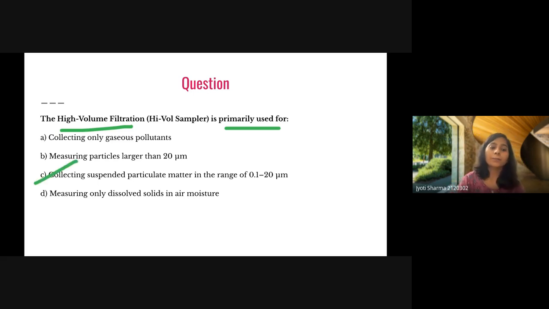So yes, if we are talking about high volume filtration, then here we are using a motor. That motor will suck the air, and the volume will be known. And based on that, if there is pressure taking the air in, it means a lot of particulate matter, even very small in size, can also be sucked into that container. So this is how we can maintain the range of 0.1 to 20 micrometer. So C is the right answer, and let me show you how it looks.